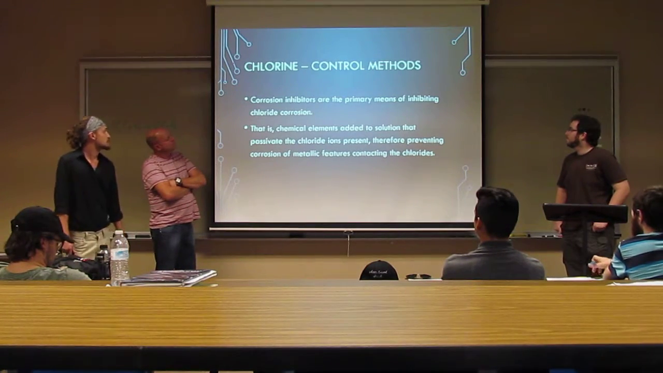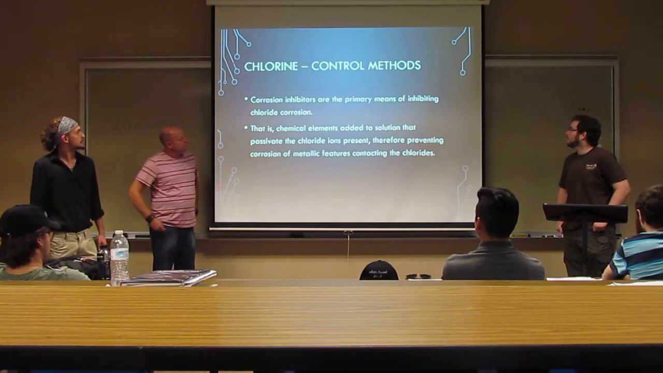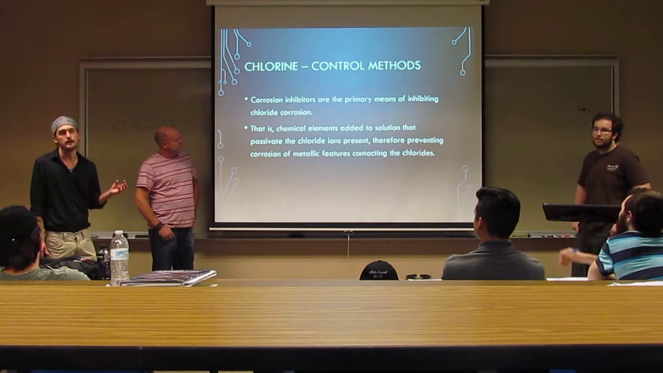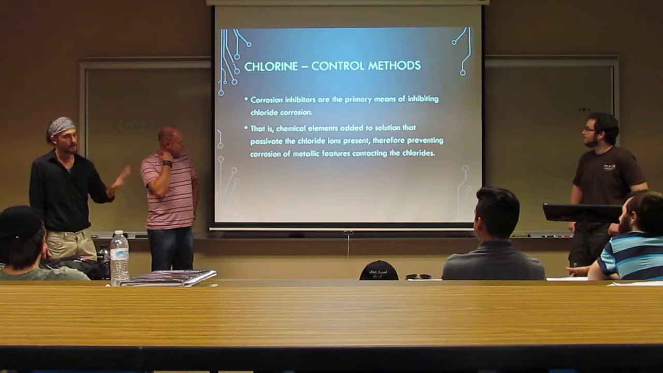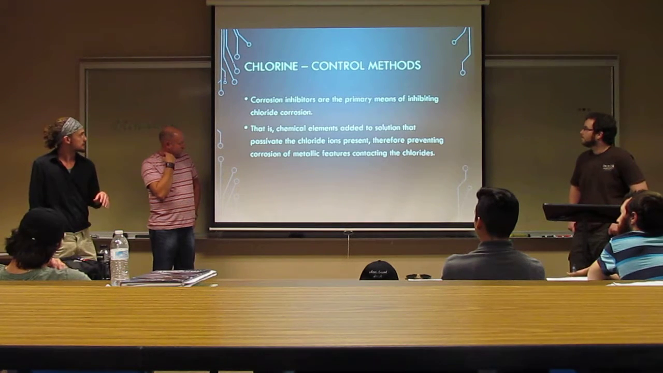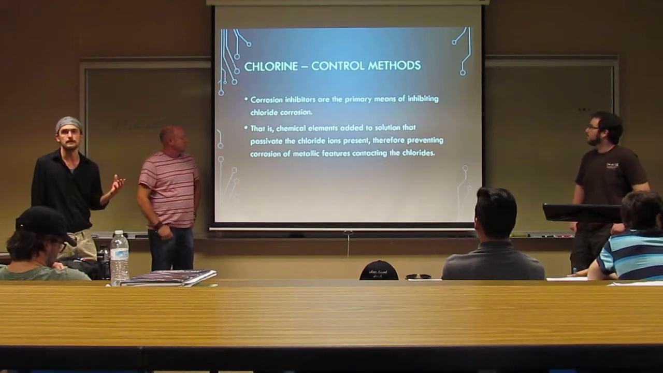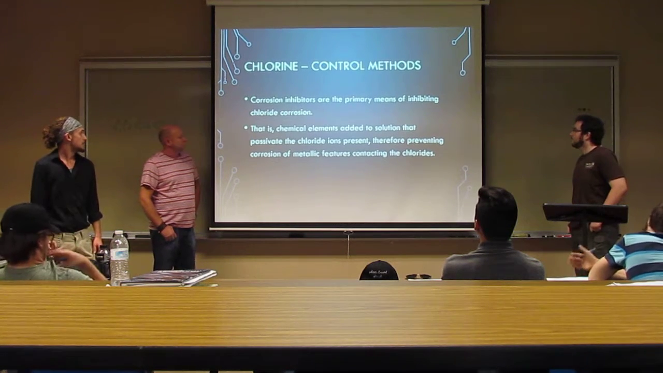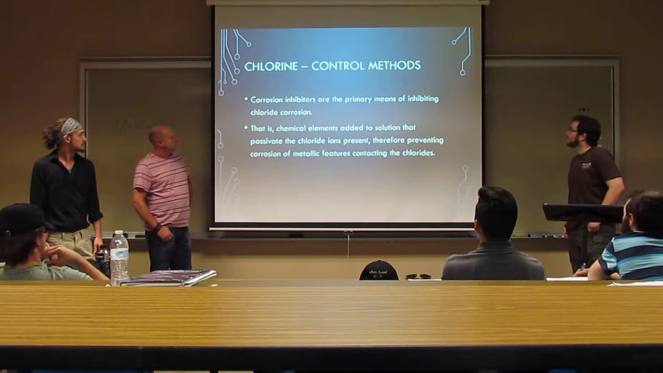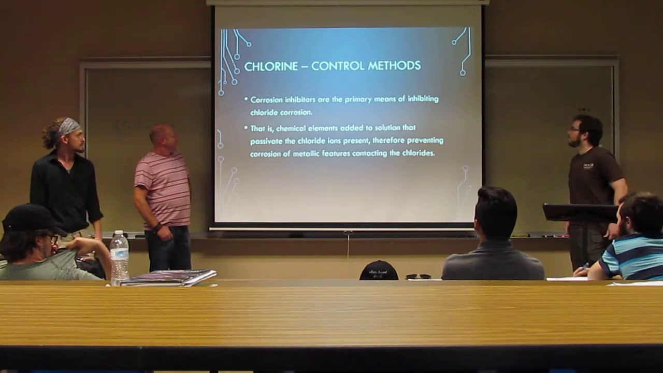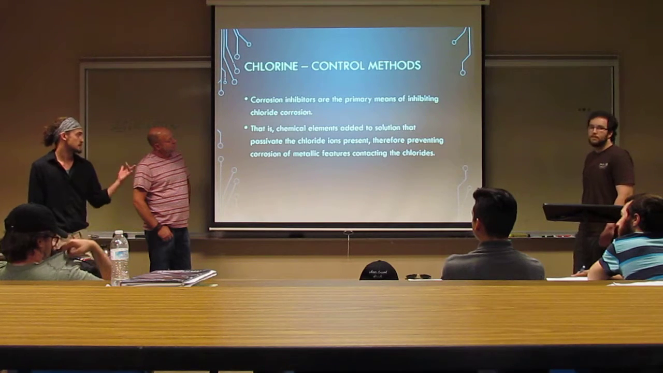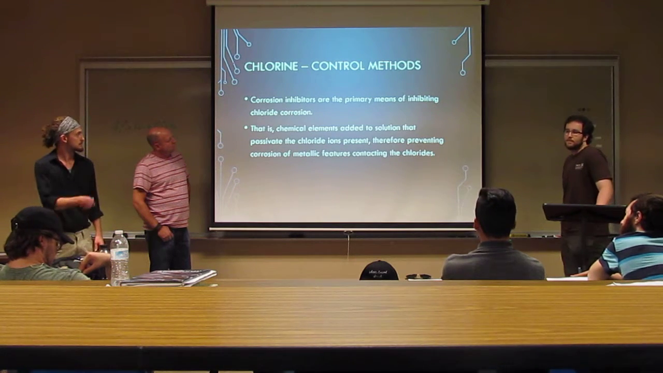Control methods. Corrosion inhibitors are the primary means of inhibiting chloride corrosion. So if you can bind up those ions with other throwaway chemicals that you're using to bind them, they will not be able to use their charges to damage the structure in contact. That is, chemical elements added to solution to passivate with chloride ions present, therefore preventing corrosion of metallic features in contact with chlorides, because they will no longer be chlorides once you passivate them.